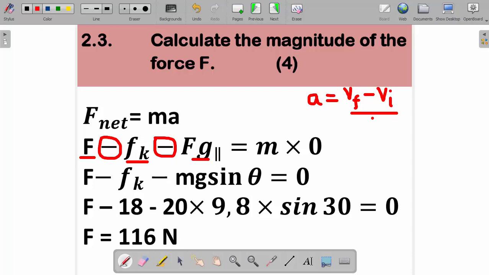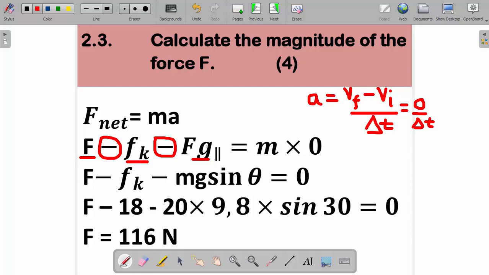Divided by change in time. So if the v final is the same as v initial, it means the same as saying v final minus v final, which gives us 0 over change in time. So 0 over change in time gives us 0. And that's why I write here my 0. That's why I say mass times 0 here. Okay, so now the frictional force was given to me as 18.